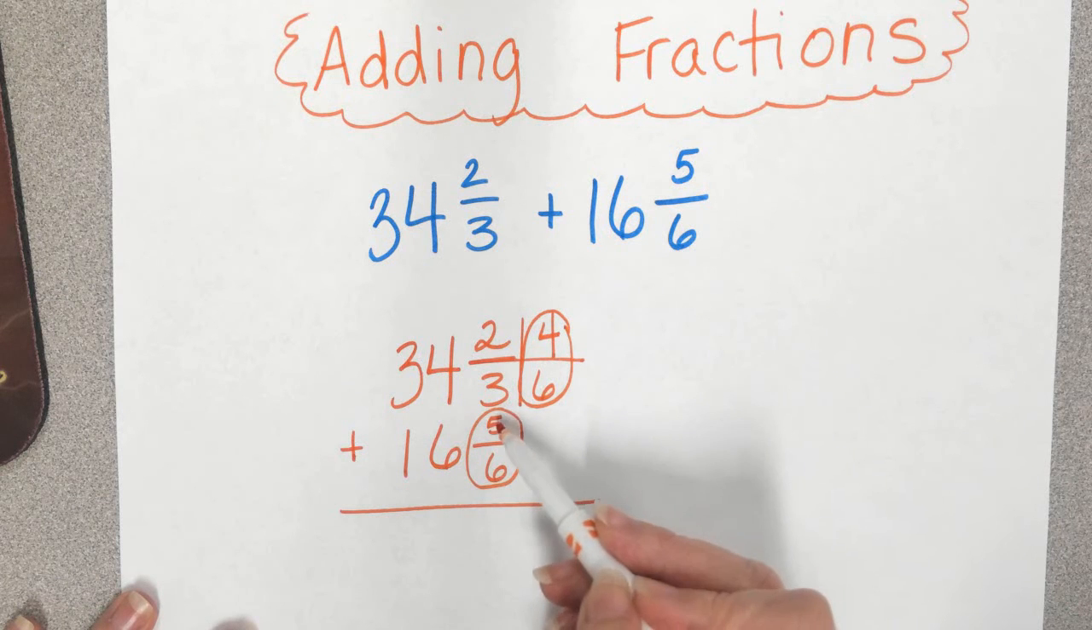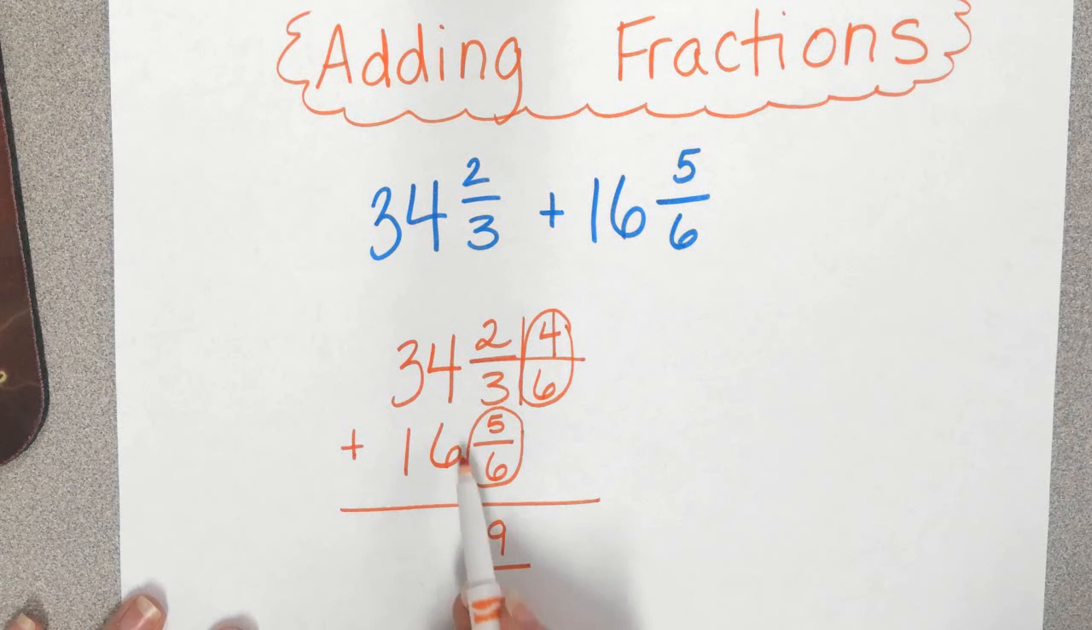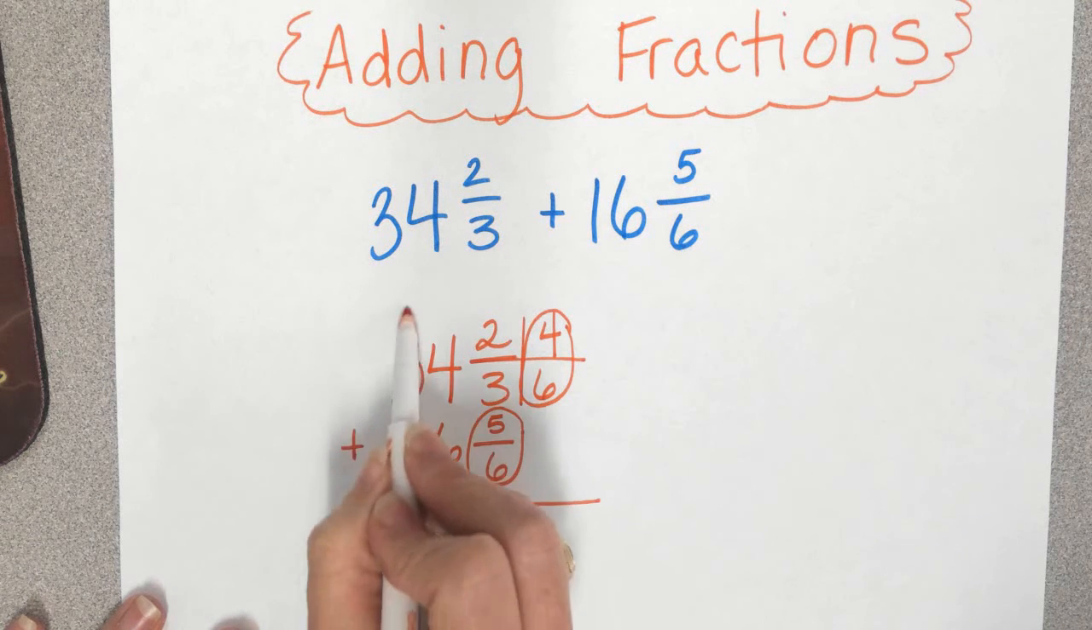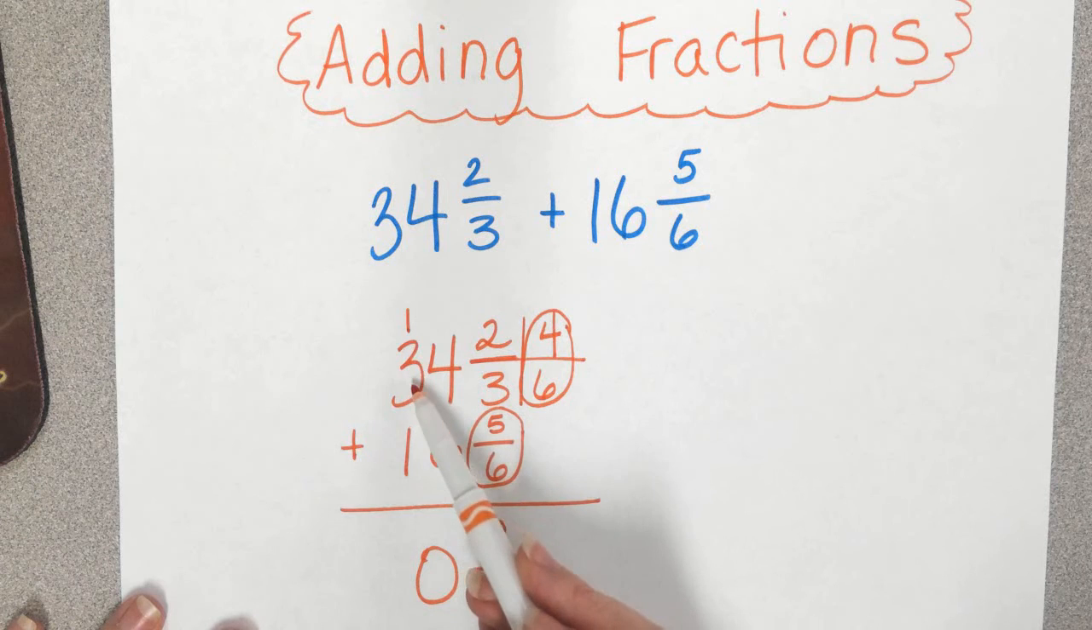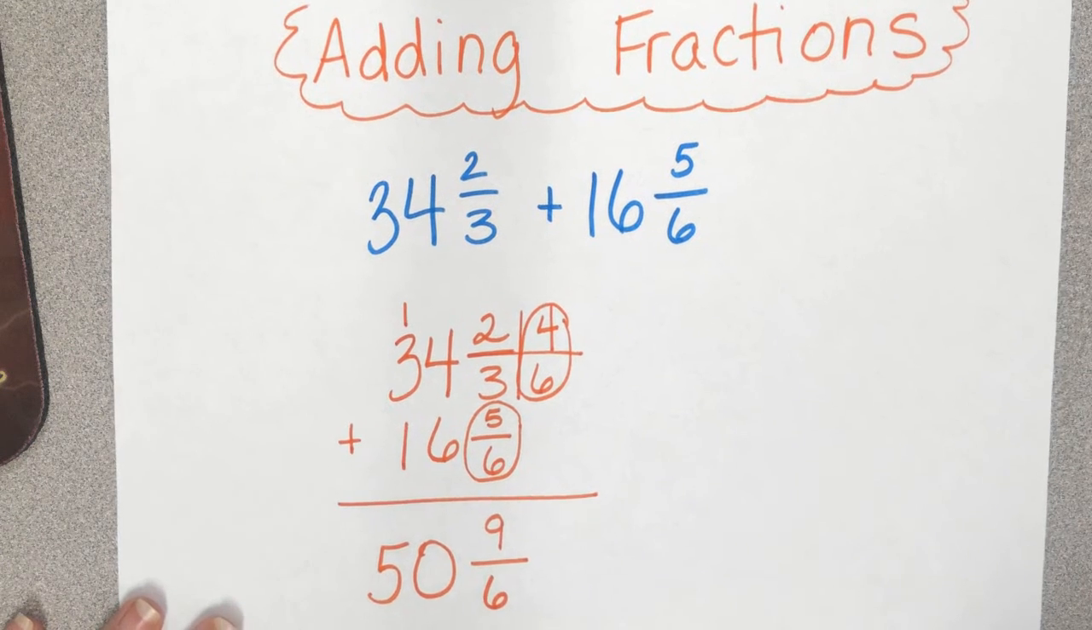And when you add those, all you do is add the numerators, so 5 plus 4 is 9, and your denominator is going to stay the same. And so that is 9/6. And then you go over to your whole numbers. 4 plus 6 is 10. So you write your 0, you carry your 1. 1 plus 3 is 4, plus 1 is 5. And so you see you have 50 and 9/6.